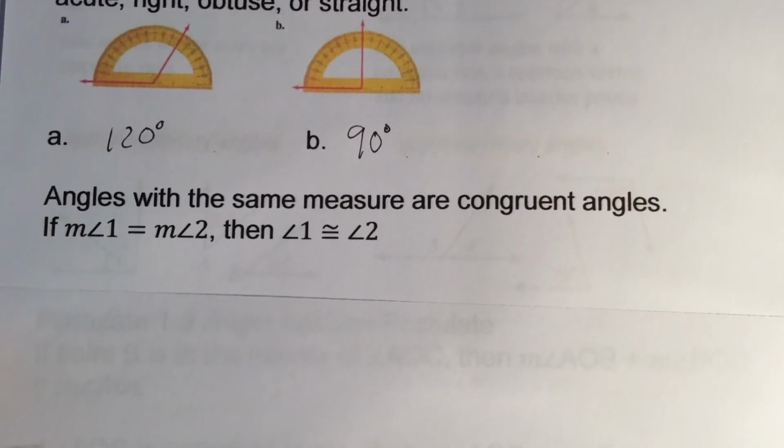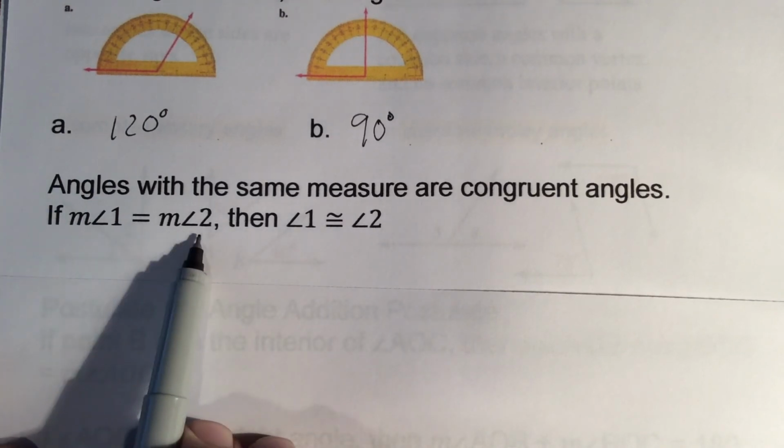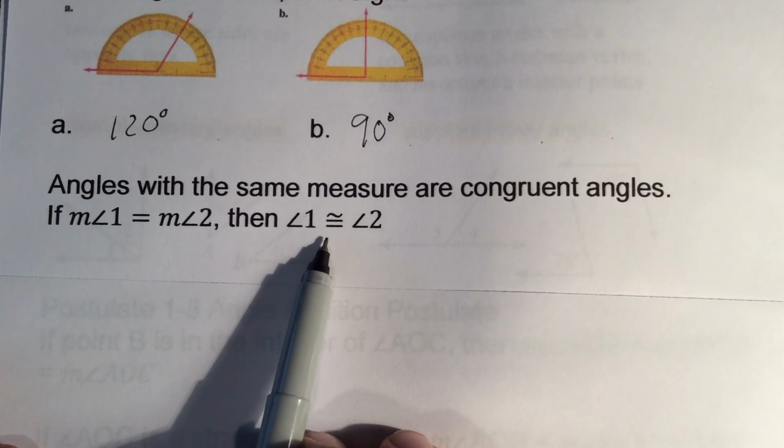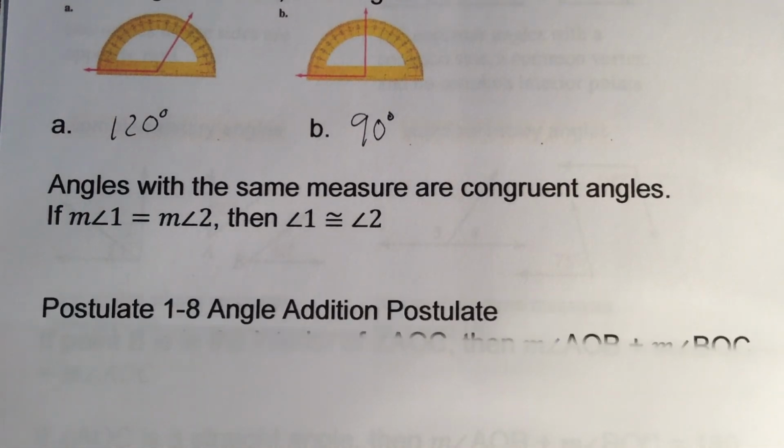Now, angles with the same measure are going to be congruent angles. So if the measure of angle 1 is equal to the measure of angle 2, then we say they are congruent. So their measures are equal, the angles themselves are congruent.